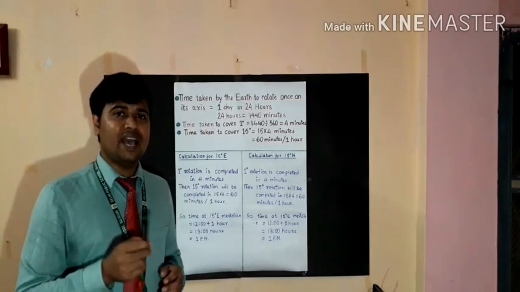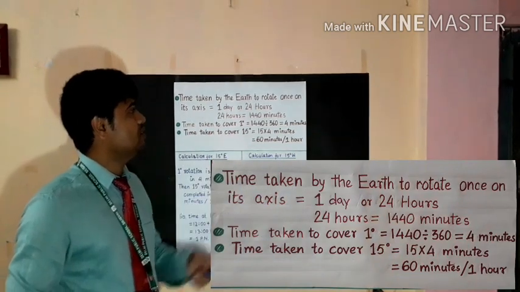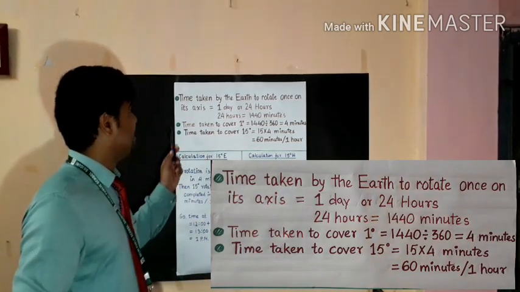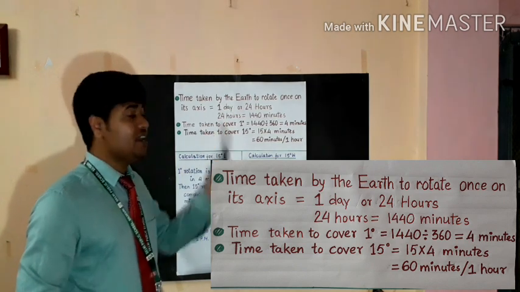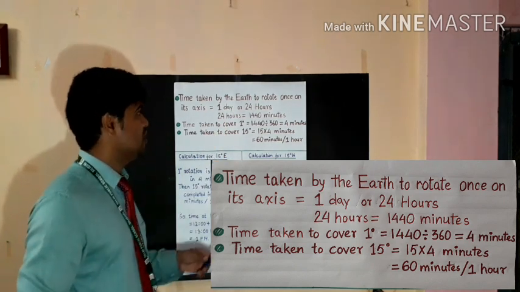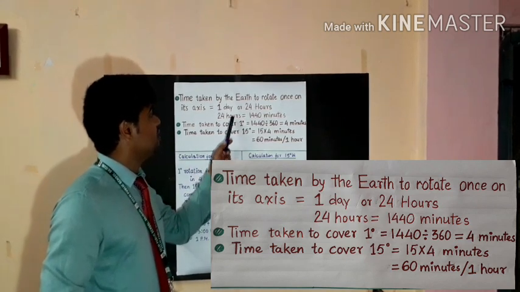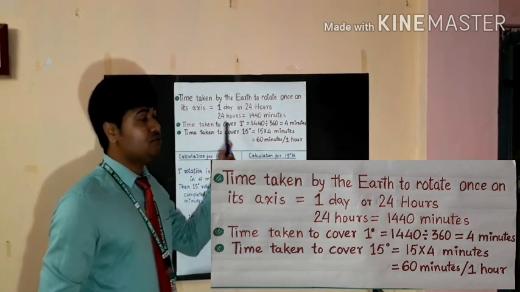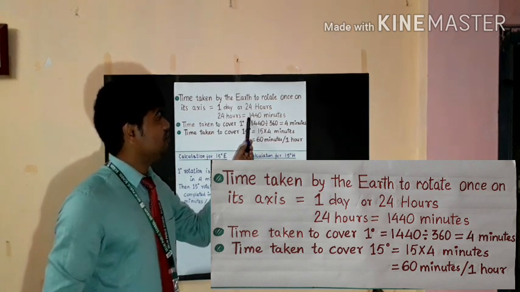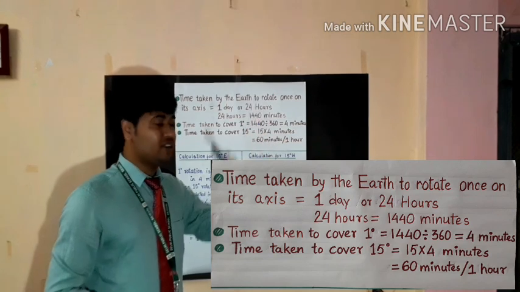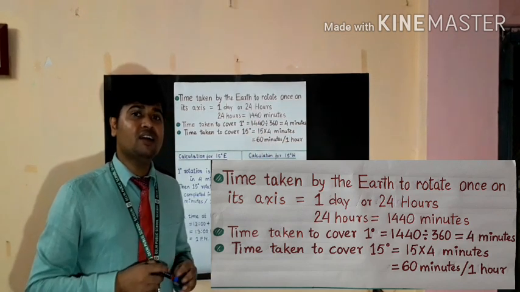Now, the question is, why do we have only 24 standard meridians out of 360 meridians? So, let me explain about it. As you know, the time taken by the earth to rotate once on its axis is 1 day or 24 hours. So, if we convert 24 hours into minutes, then we will get 1440 minutes.